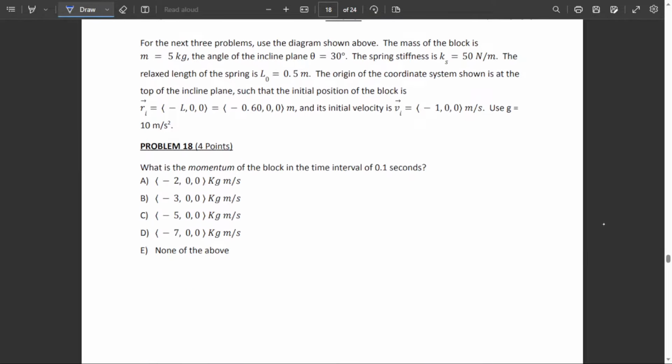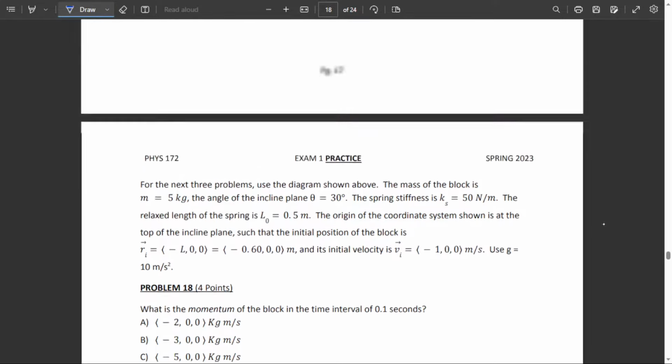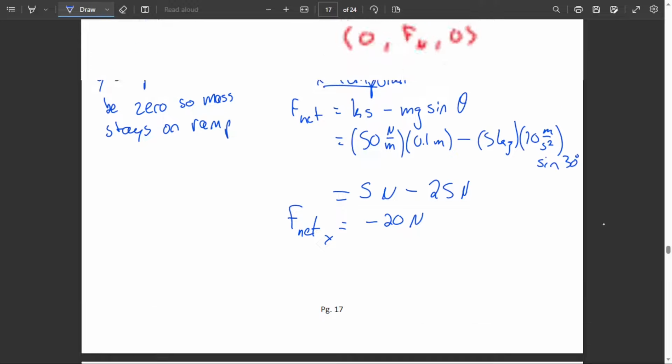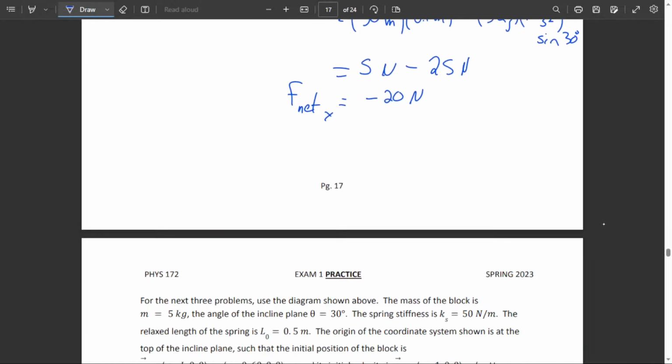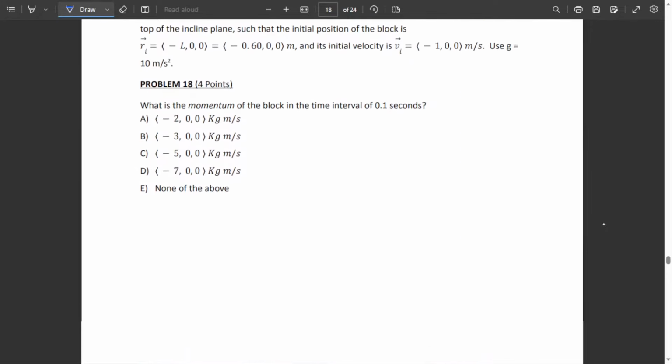Alright, problem 18. What is the momentum of the block in the time interval of 0.1 seconds? Is this asking for the momentum of the block after 0.1 seconds? Yeah. Alright, so what's the momentum of the block after 0.1 seconds? To do this, we just take the force, and we're going to assume for that 0.1 seconds the force is constant, and we just use that to calculate what the momentum would be after 0.1 seconds.